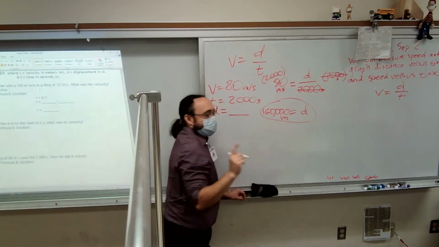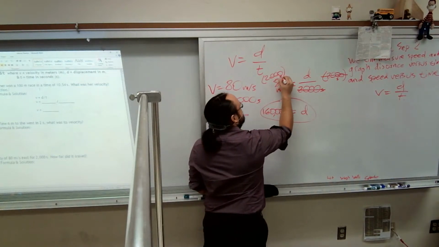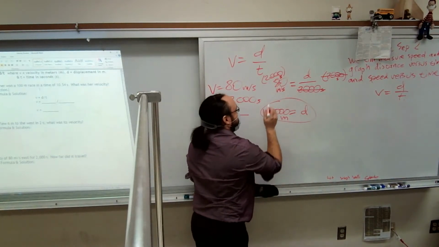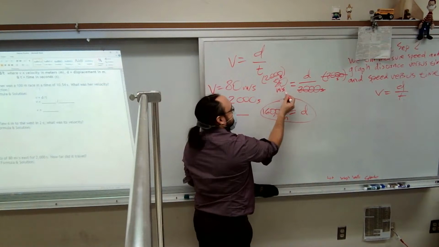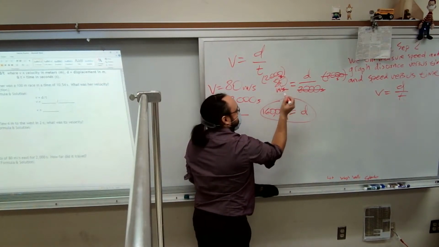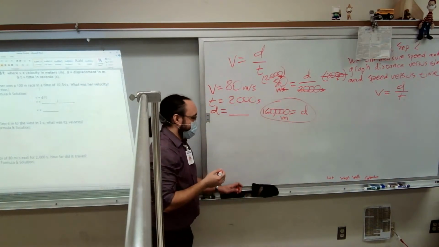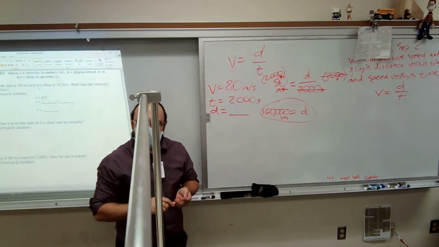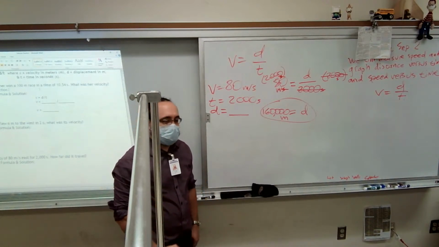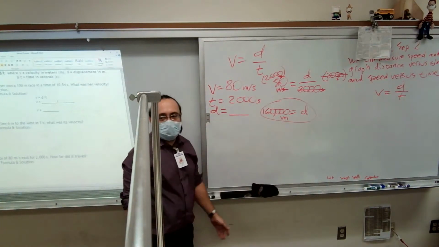160,000 meters. And another cool trick is this is 2,000 seconds up here. So that's seconds. This is per second. So this seconds is on top, and this seconds is on bottom. So we're left with just meters, and that's why we get meters there. It's another way for you to check your work to make sure you did it right. And if your units cancel and give you the right unit for what you're solving for, then you know you did it right.